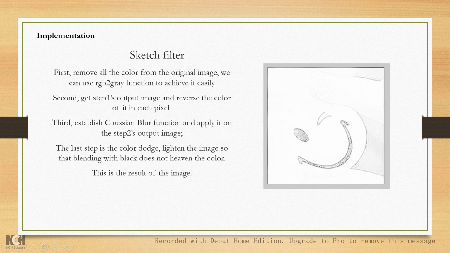And the sketch filter has 4 steps to achieve it. The first is to remove all the color from the original image. You can use the RGB2 function to achieve it easily. And the second is to get the step-wise output image and reverse the color of each pixel. The third step is to establish a Gaussian blur function and apply it on the step 2 output image. And at last, lighten the image so that blending with black does not change the color. This is the result of the image.